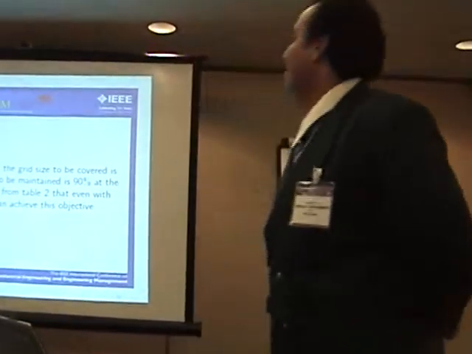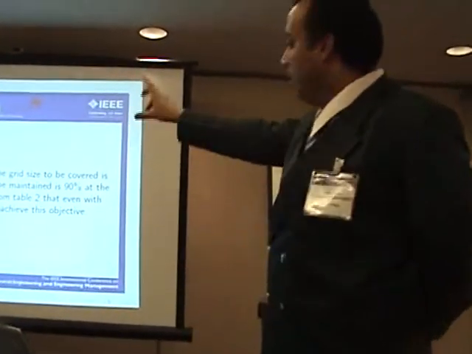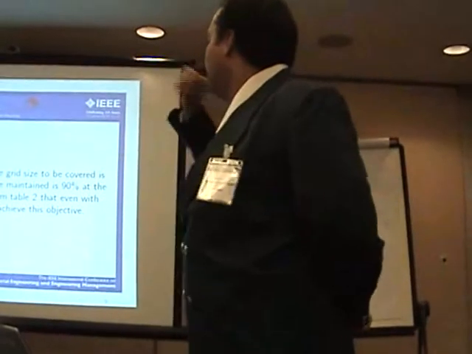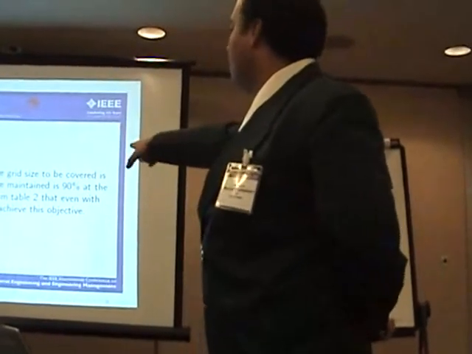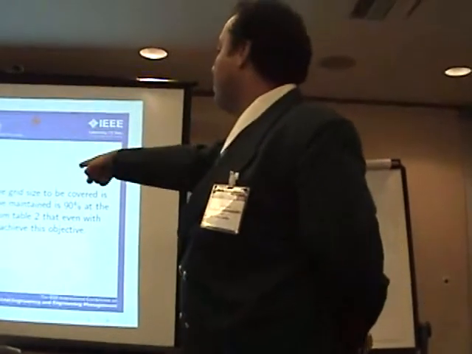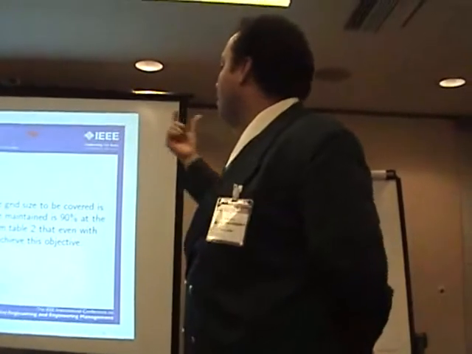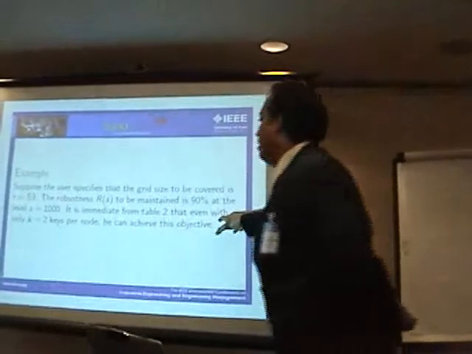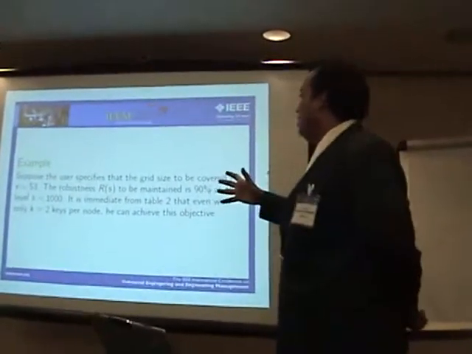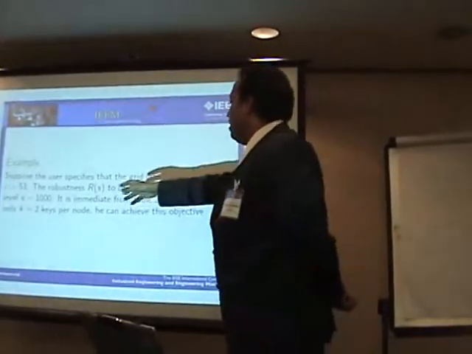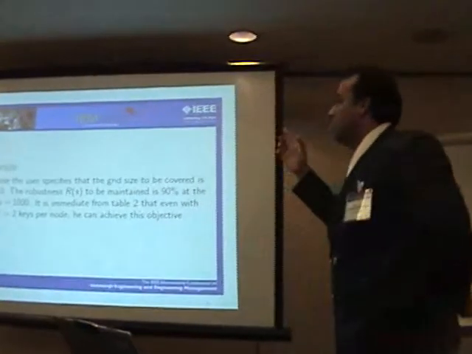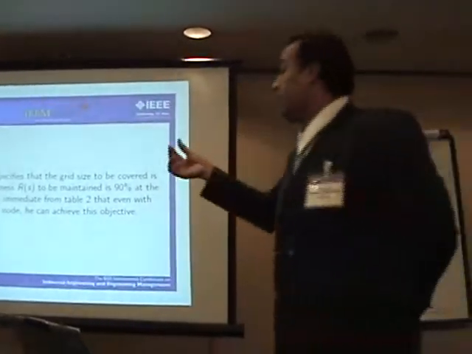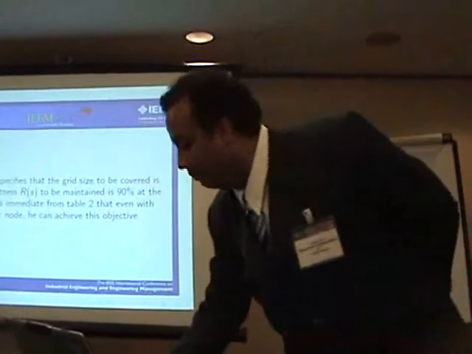Finally, I had a design example, where I have shown how to design a sensor network given this kind of parameters. When the size is given, when the robustness is also specified by the user at 90%, and it is also given that despite the failure of 1000 nodes, how can I design this network? And it might be seen from my tables that even with 2 keys per node, I can achieve this objective.